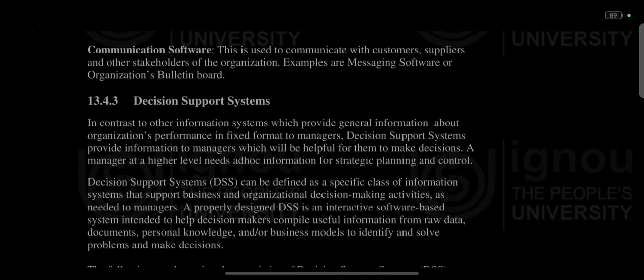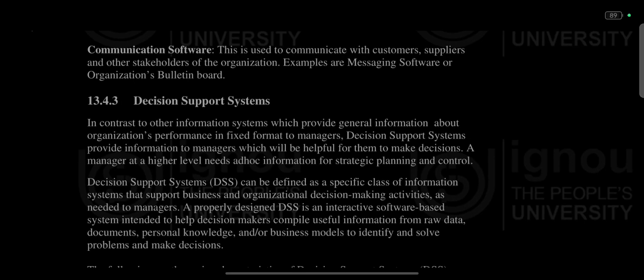Communication software. This is used to communicate with customers, suppliers, and other stakeholders of the organization. Examples are messaging software or the organization's bulletin board.